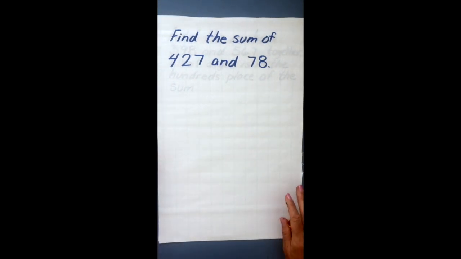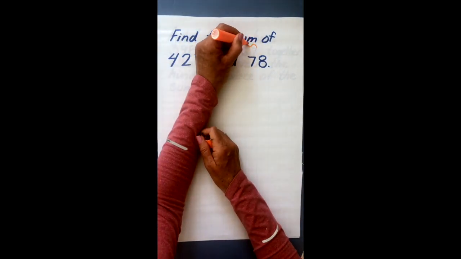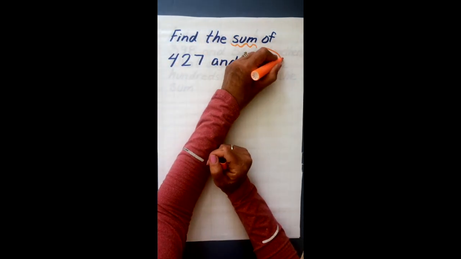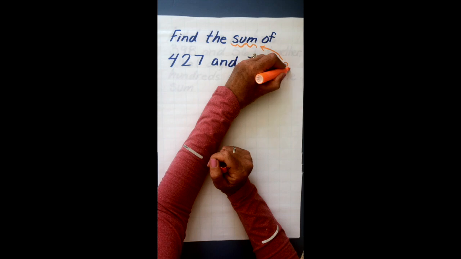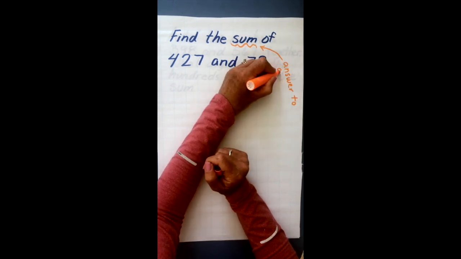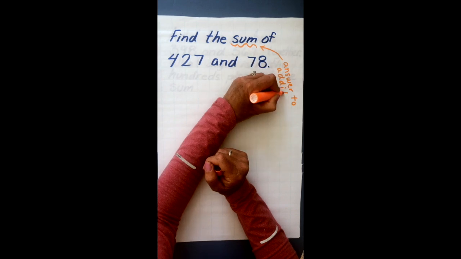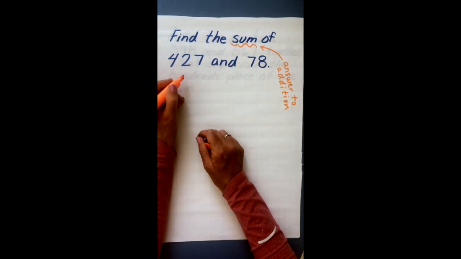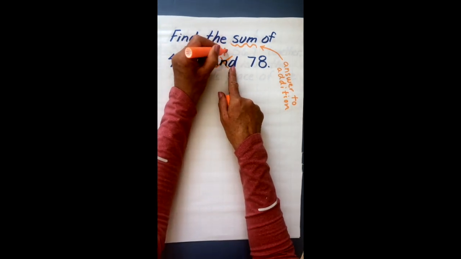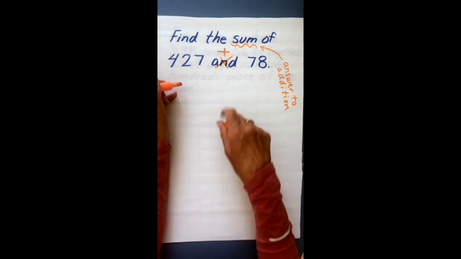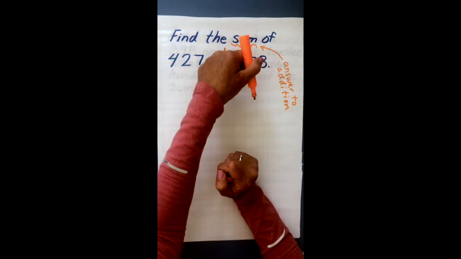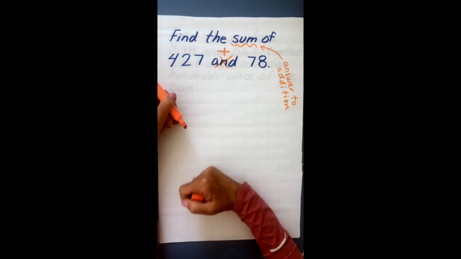Now this problem looks a little more difficult because it has this word sum, but remember that the sum is just, and I'll put it over here, the answer to addition. So basically what that's telling me is that I'm going to replace this and with a plus sign and then find the total. Now, whenever the problem's horizontal, you don't really want to solve it like that. You want to solve it vertically because then you can write your place value chart.